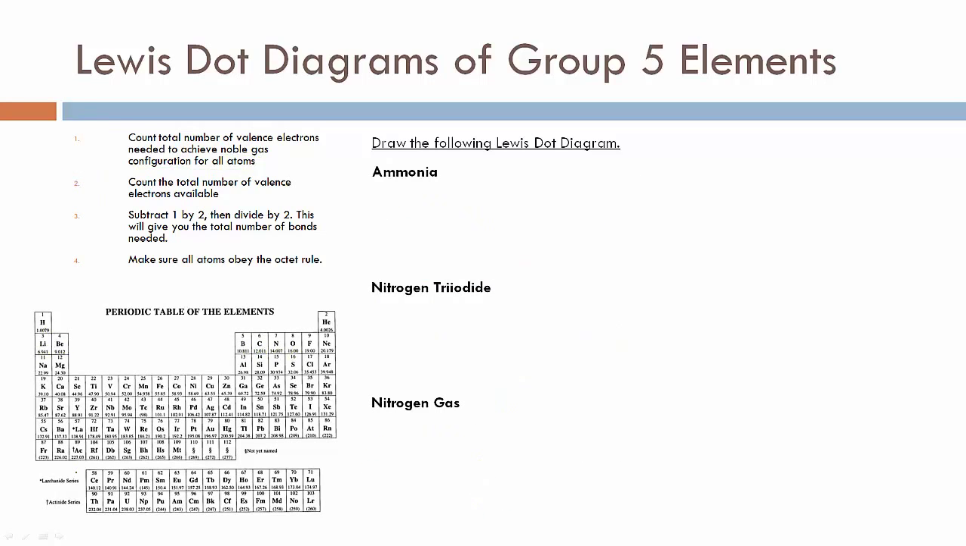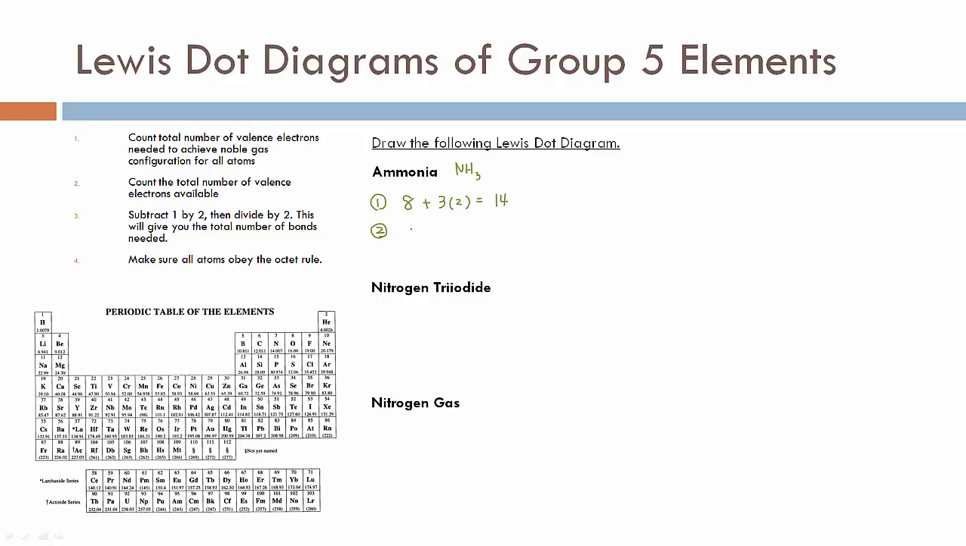Now we'll be drawing Lewis dot diagrams of group 5 elements. Our first example is ammonia, NH3. First step is to determine the number of valence electrons needed to achieve noble gas configuration for nitrogen. Nitrogen would like 8 electrons in its valence shell to complete the shell. As for the hydrogens, each would like 2. Because you have 3 hydrogens, it's just 3 times 2, and you get 14.